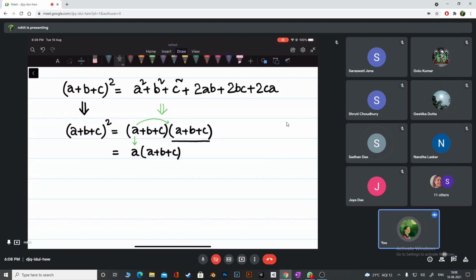The second step is I'll take the second term, plus B. That also should be multiplied with everything, that is A plus B plus C. Even B is multiplying all of it. Can you understand the steps, guys? Yes, sir. Then what is left? Plus C. C also should multiply all of them. So let me just show you. The C, that is your plus C, should multiply all of these. That is what I'm writing now.